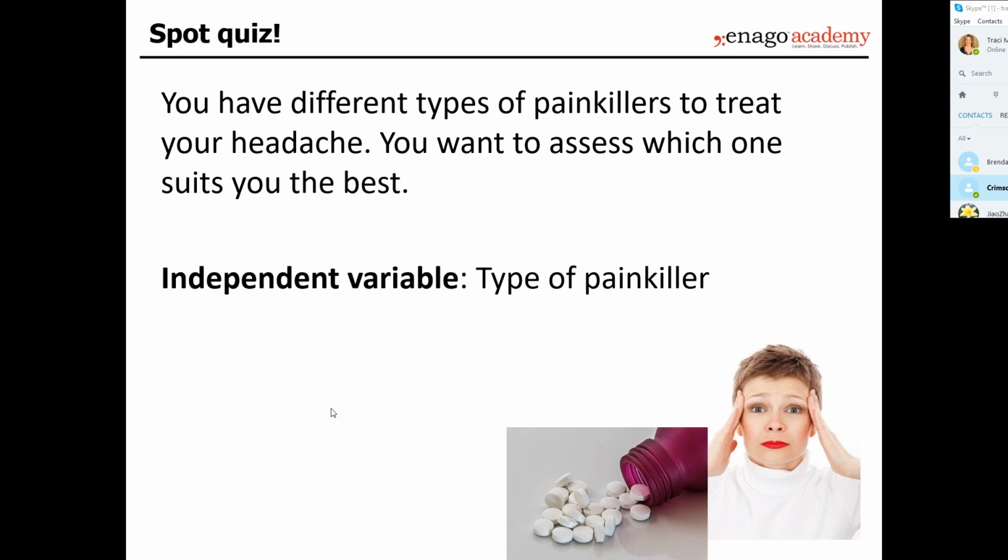The independent variable is the type of painkiller. So if it's a high quality, strong painkiller, then it is going to treat your headache more effectively. In this scenario, the headache is the dependent variable, and the painkiller is the independent variable.